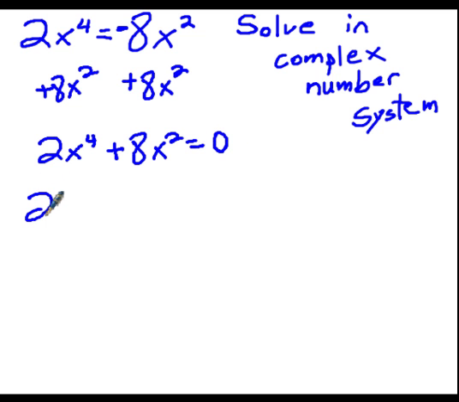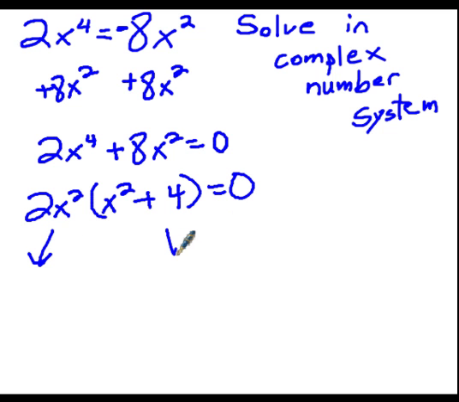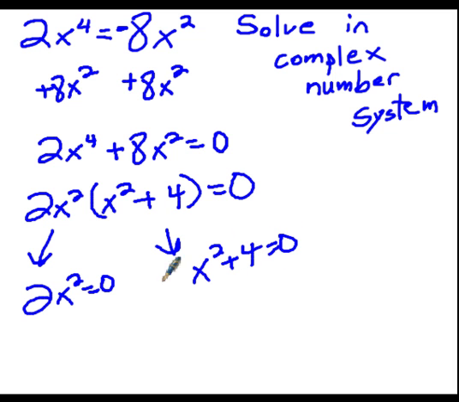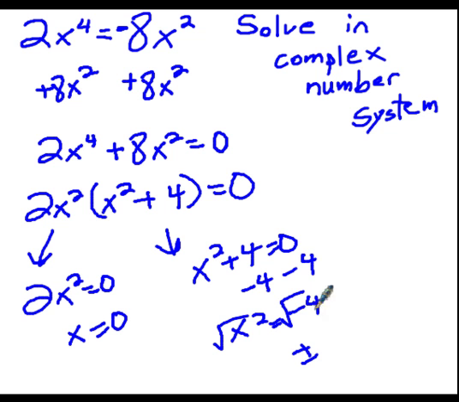Then it looks like I can factor out a 2x squared, and I get x squared plus 4 left. And then use the zero product property to split this up. I get 2x squared equals 0, and x squared plus 4 equals 0. Divide by 2 and square root, and here you get x equals 0. Subtract 4 and square root this. Here I get plus or minus. The negative under the square root is i, and square root of 4 is 2.